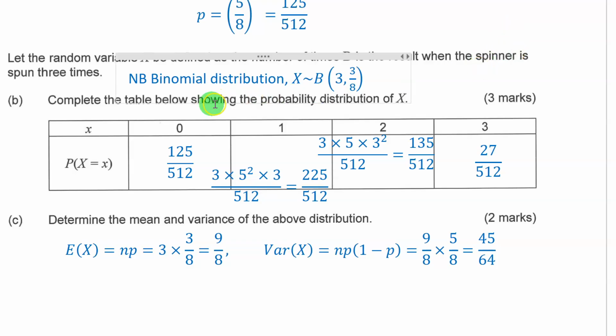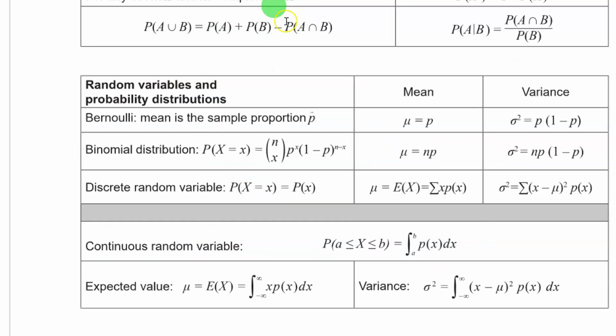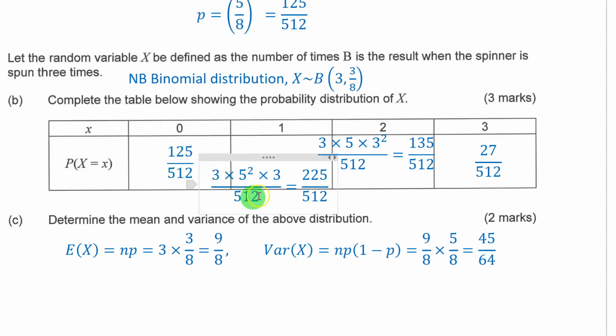We've got to complete the table showing the probability distribution of x without a calculator. So 3 marks basically for showing that you can do a bit of arithmetic. If you've forgotten the formula on the formula sheet, here it is. We've got the binomial distribution and the formula here. So that's not going to be a hardship. But we've just got to plug the numbers in and do the calculations: 125, 225, 135 and 27 out of 512. So 3 marks for basically some fairly stupid arithmetic.